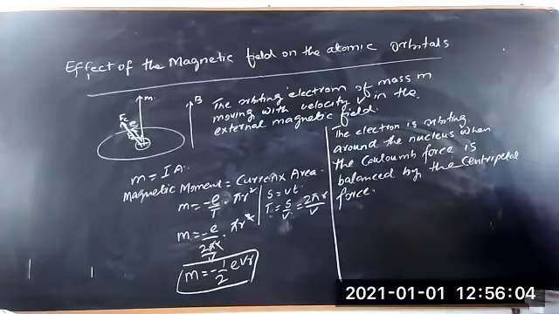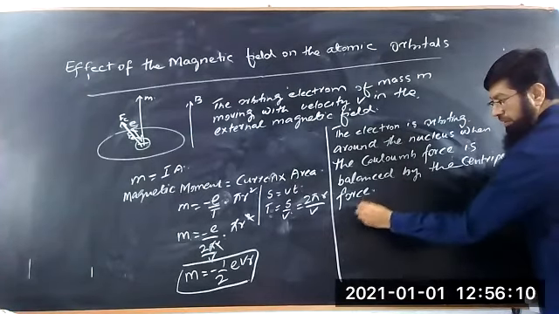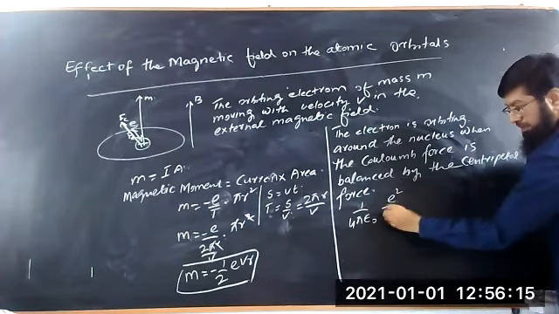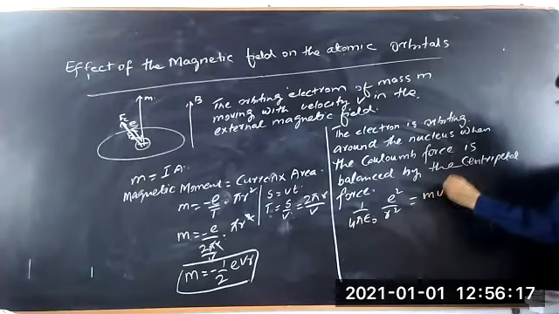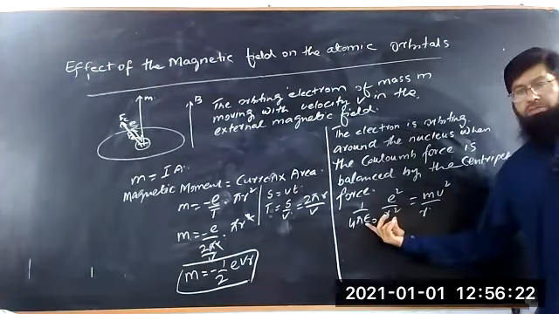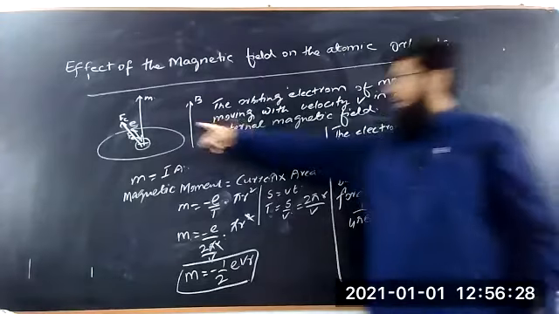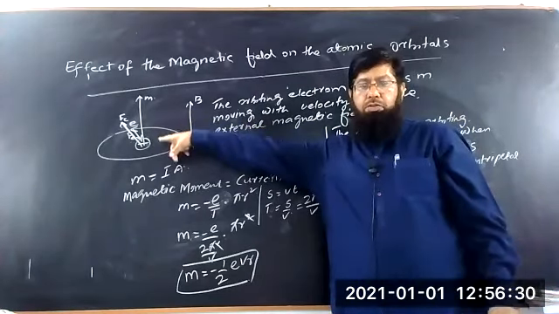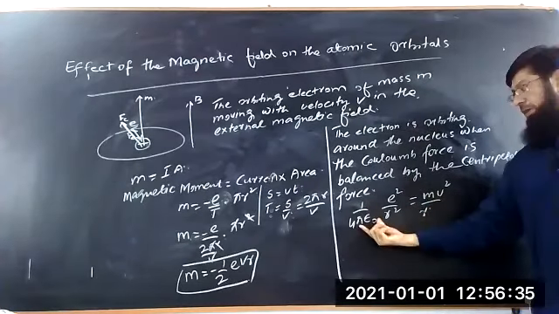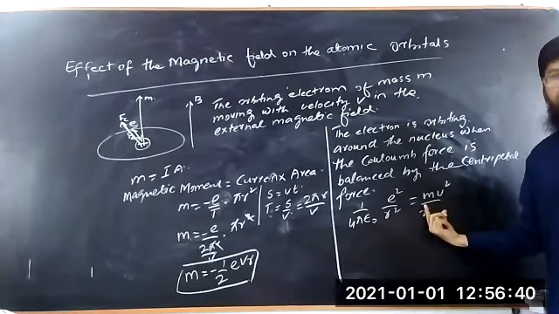Coulomb force is balanced by the centripetal force. So here Coulomb force is equal to 1 upon 4 pi epsilon naught charge square upon distance square, and centripetal force is equal to mv square upon r. So this is called the Coulomb force, which is balanced by the centripetal force. So as a resultant, this electron is orbiting around the nucleus. So here, this 1 upon 4 pi epsilon naught E square upon R square is equal to Coulomb force, and this is the centripetal force.